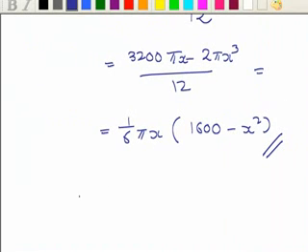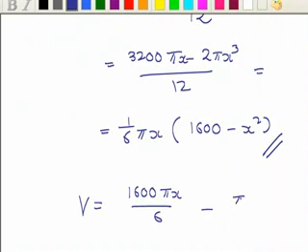Once I get the expression, if you read the question, find the values of x and y for which V has its maximum value. This is very clear. We will have to do differentiation. For this part of the question, what I will try to do is multiply the numbers back in, because I want to do the differentiation term by term. So 1600 pi x over 6. Let me double check again. Yes, then minus pi x cubed over 6.